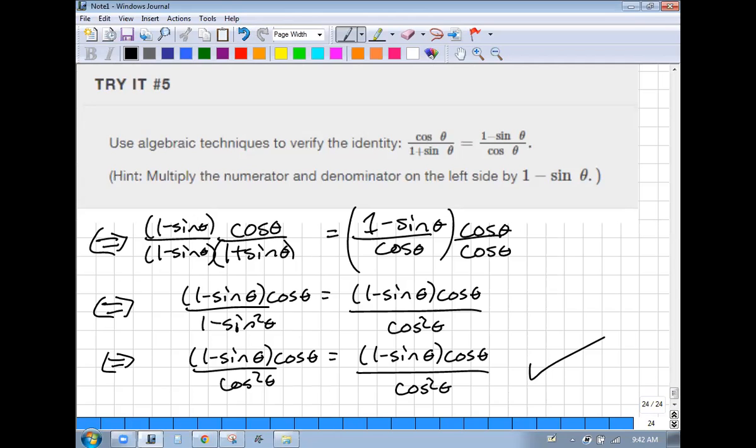Totally different approach, right? Different than what we were doing before. We were trying, let's make it more simple, more simple, more simple until we have 1 equals 1. Here we have a giant pile of stuff equals a giant pile of stuff, but it's the same pile of stuff. So we can do it that way too.